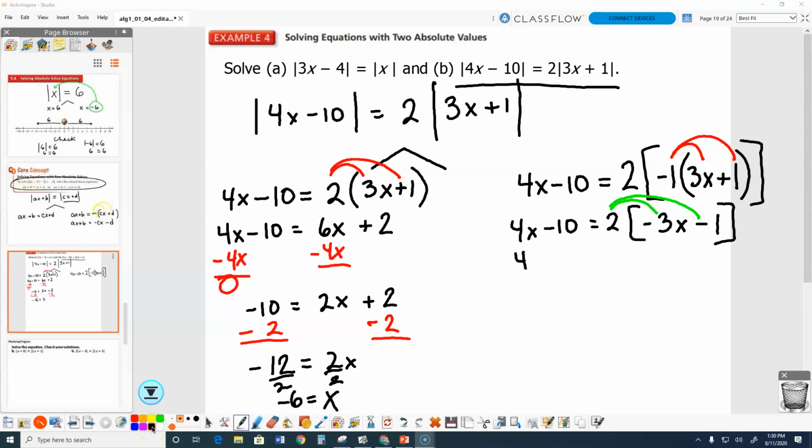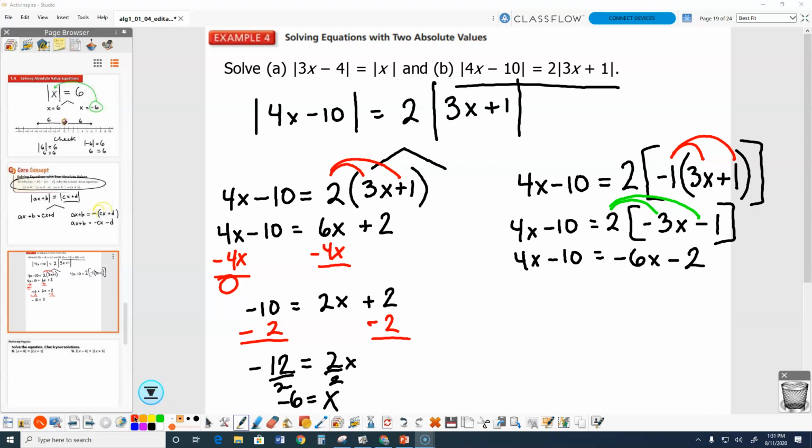Let me just copy this side. 4x minus 10 is equal to 2 times negative 3 is negative 6x, and 2 times negative 1 is negative 2. Now that I've simplified that side, I can start moving all of my letters. I want all my variables on one side of the equal sign and all my numbers on the other side. I personally like to move the variables first, and I like to move the one that has the smallest coefficient.